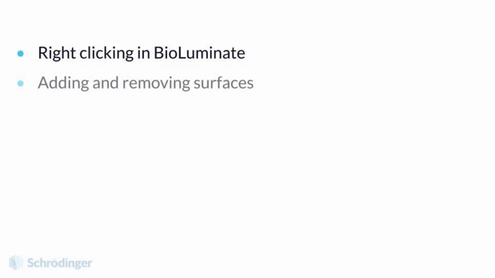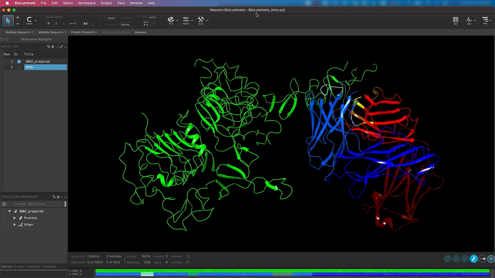In this video, we are going to go over the power of the right click in BioLuminate and how to add and remove surfaces. Include 1N8Z prepared. This should be in row 1 of your entry list. Also switch to using the residue selection scope.